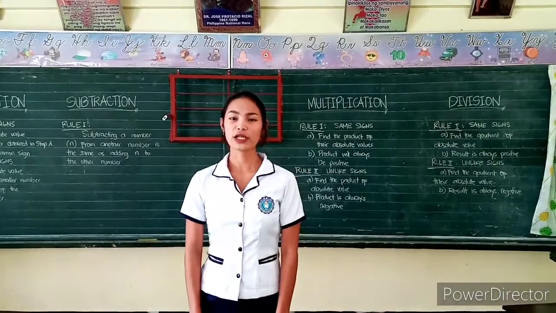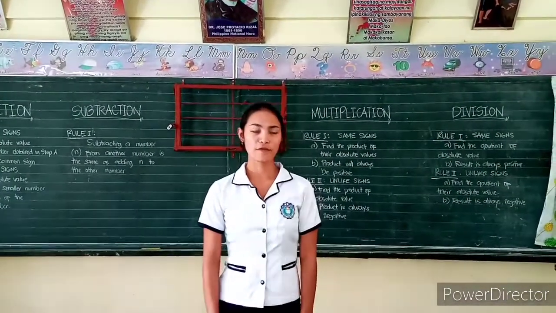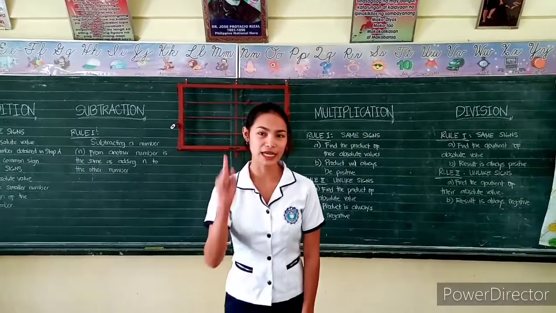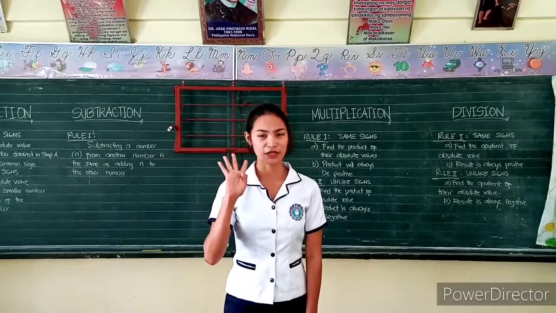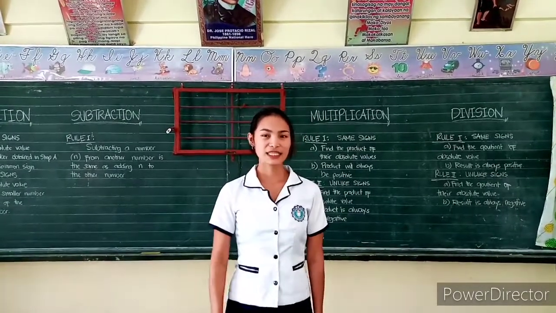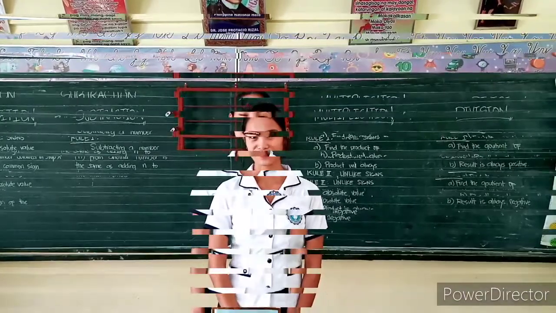Today, we are going to learn what the 4 operations on integers are. So, the 4 operations on integers are addition, subtraction, multiplication, and division. But first, let us learn what is the addition on integers.